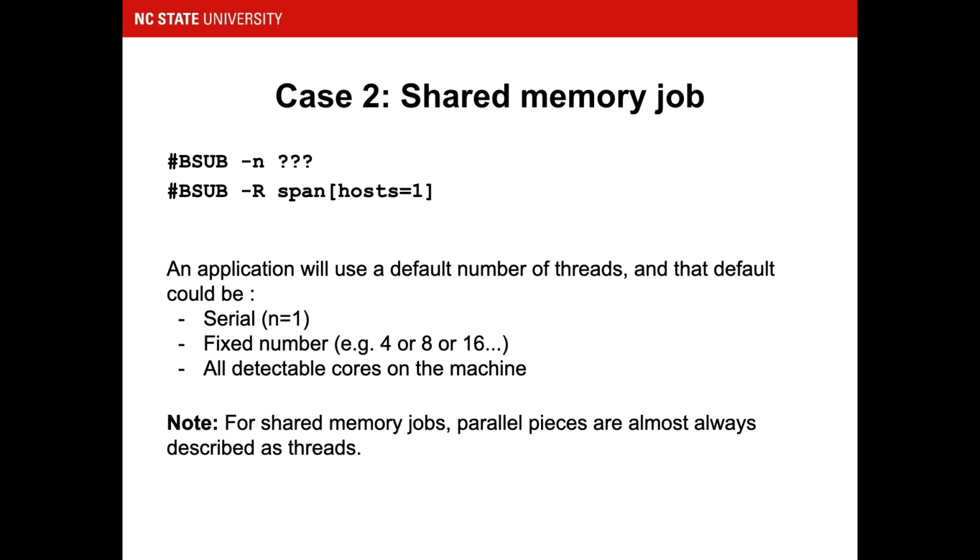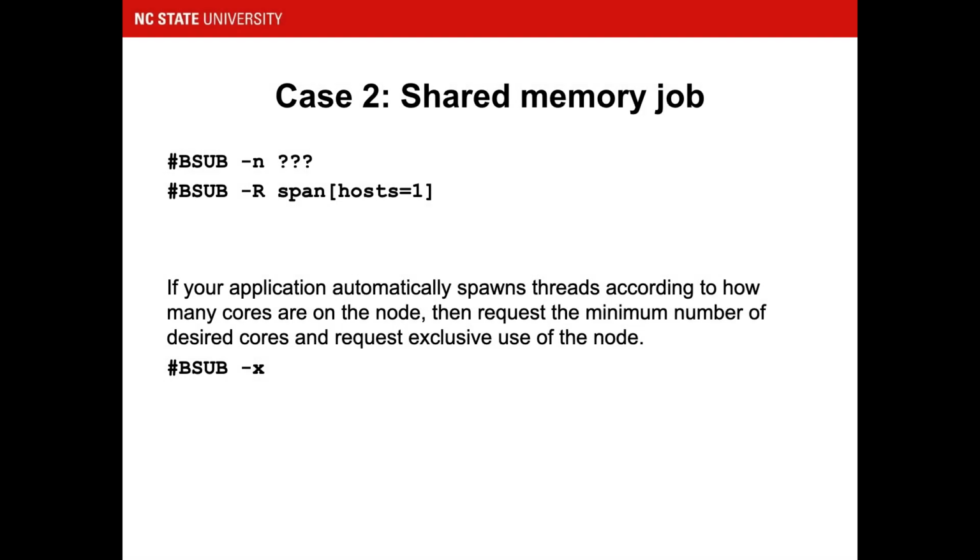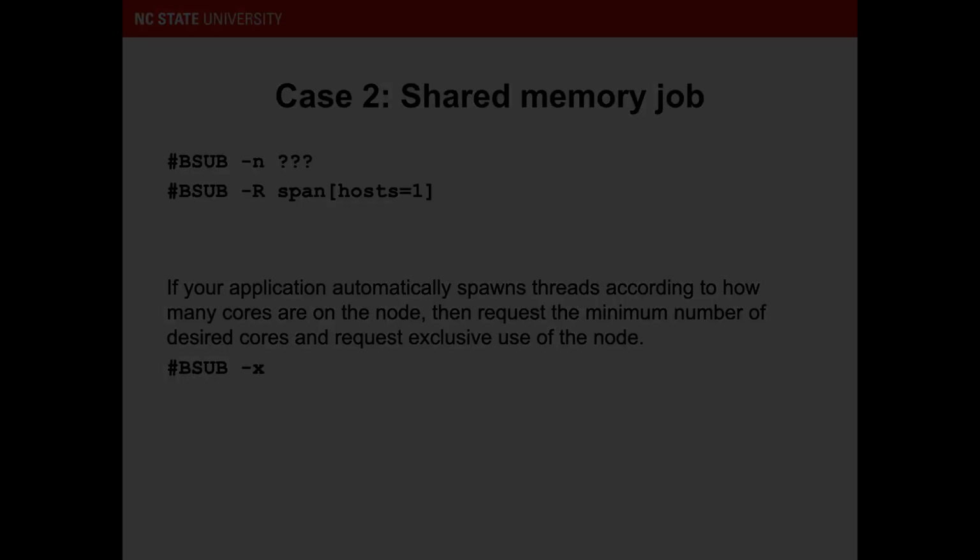When looking at documentation for shared memory jobs, the parallel parts are almost always described as threads. If your application automatically spawns threads according to how many cores are on the node, then request the minimum number of desired cores and request exclusive use of the node.